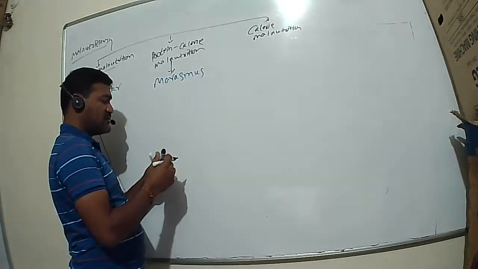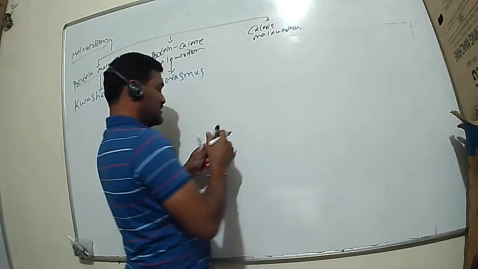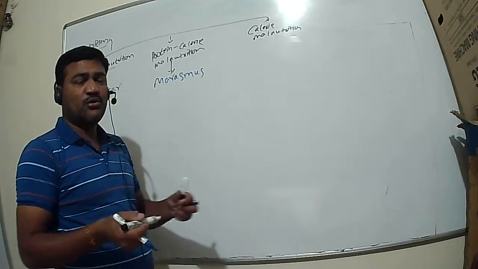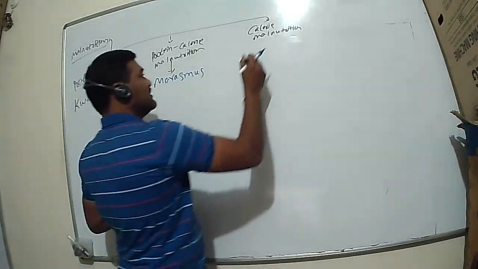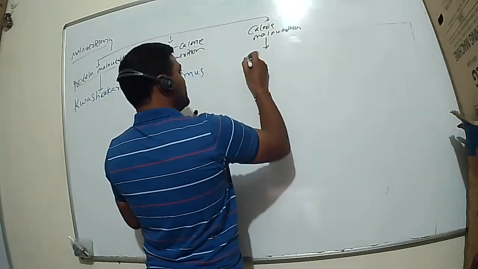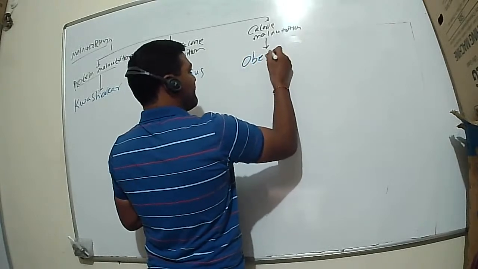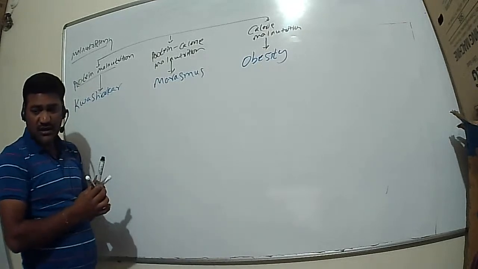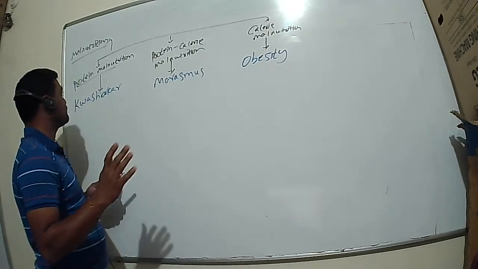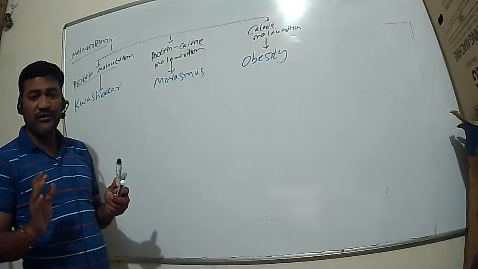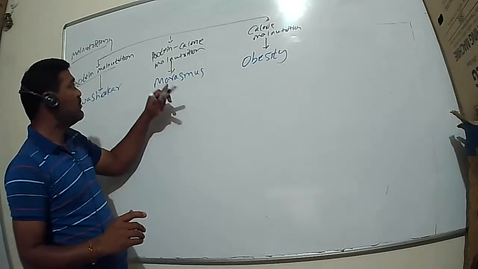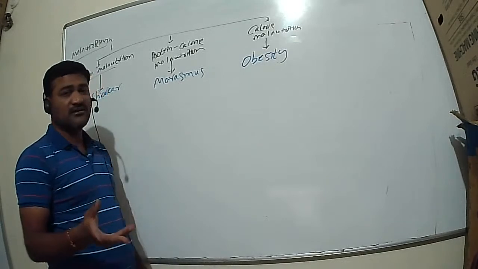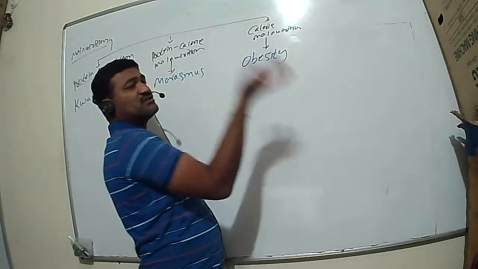And calorie malnutrition means sometimes people consume too much calories, over intake of fats. The best example is obesity. So once again, what is protein malnutrition? Consuming food not having the required quantity of proteins. And what is protein calorie malnutrition? Consuming food not having both proteins and calories. And calorie malnutrition is consuming too many calories.